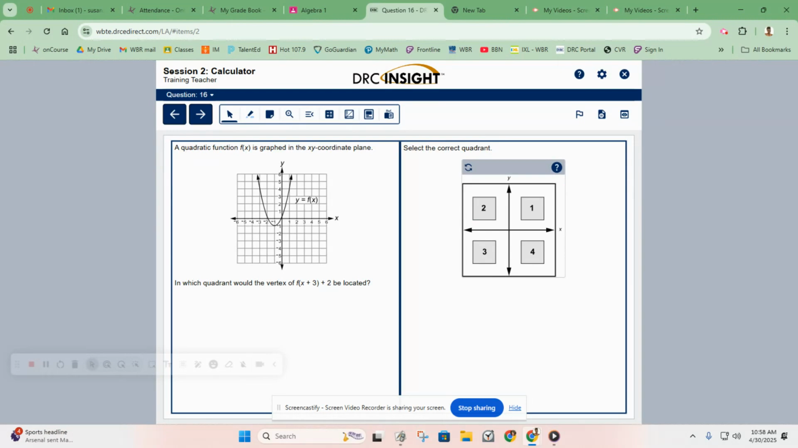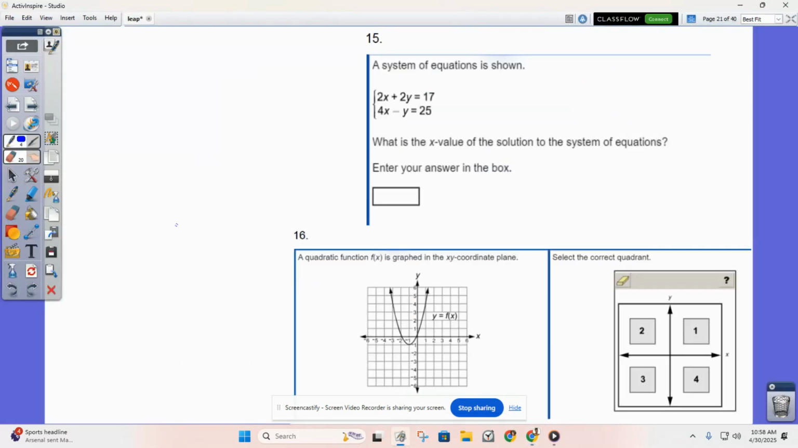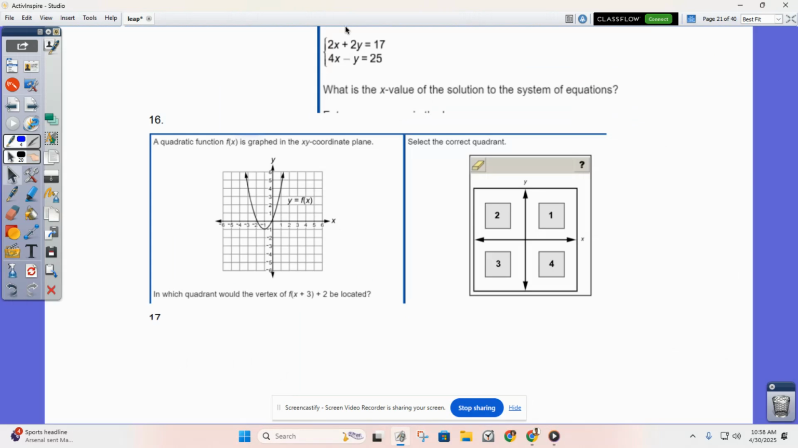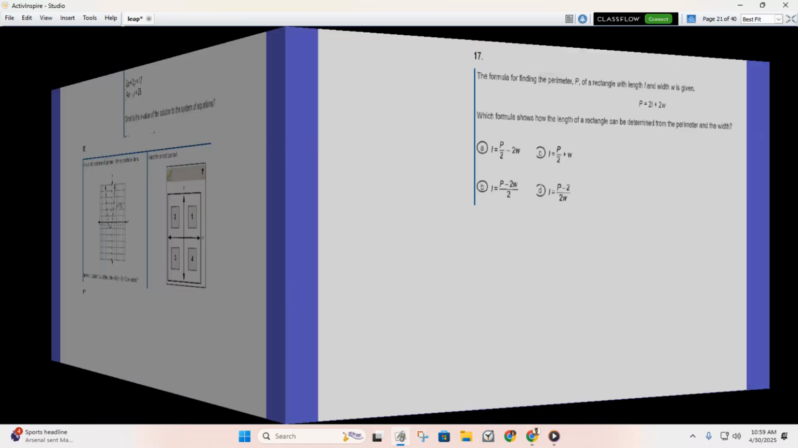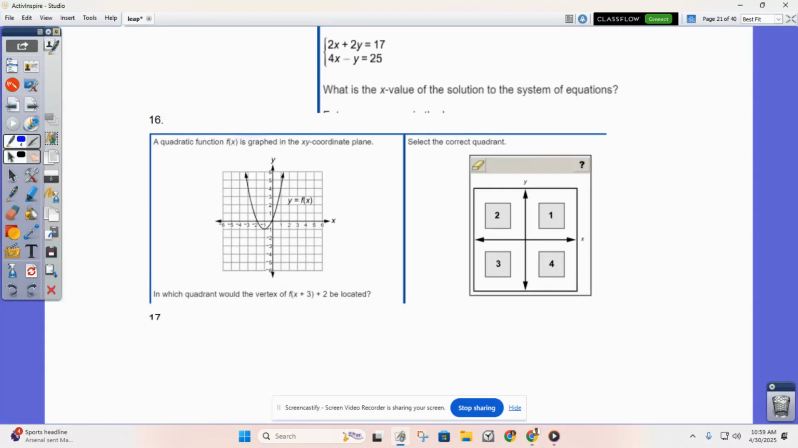16 is going to require a little work, so I'm going to go back to the flip chart so that it can record those steps. But for 16 right here, go back. All right, 16.